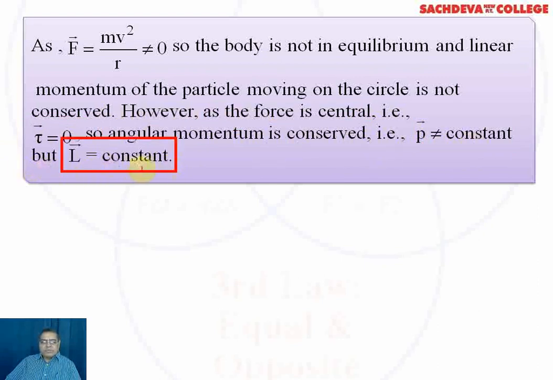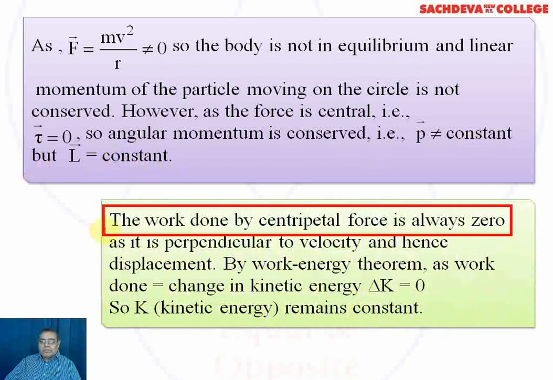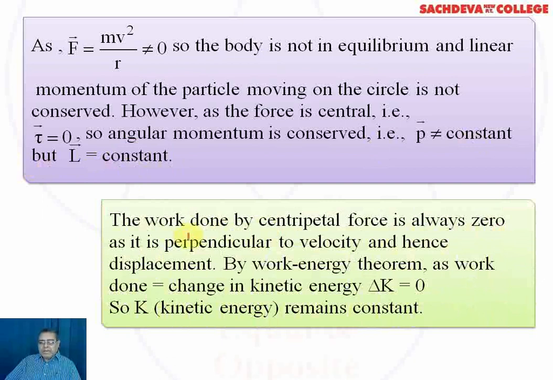The work done by centripetal force is always 0, as it is perpendicular to the velocity and hence the displacement. When we say the work done, it means that particle is moving in circle. So net displacement will be 0, and that's why the work done is 0. Now, the another concept is by work energy theorem.